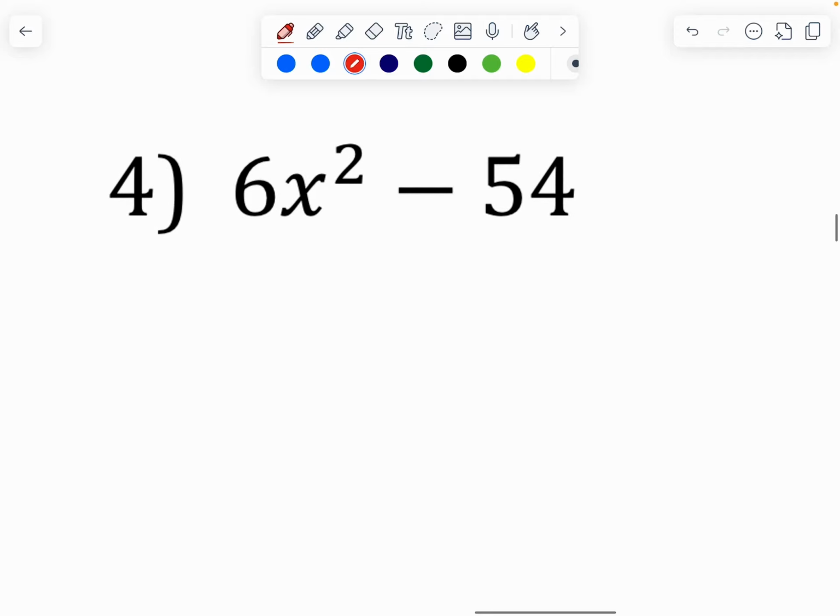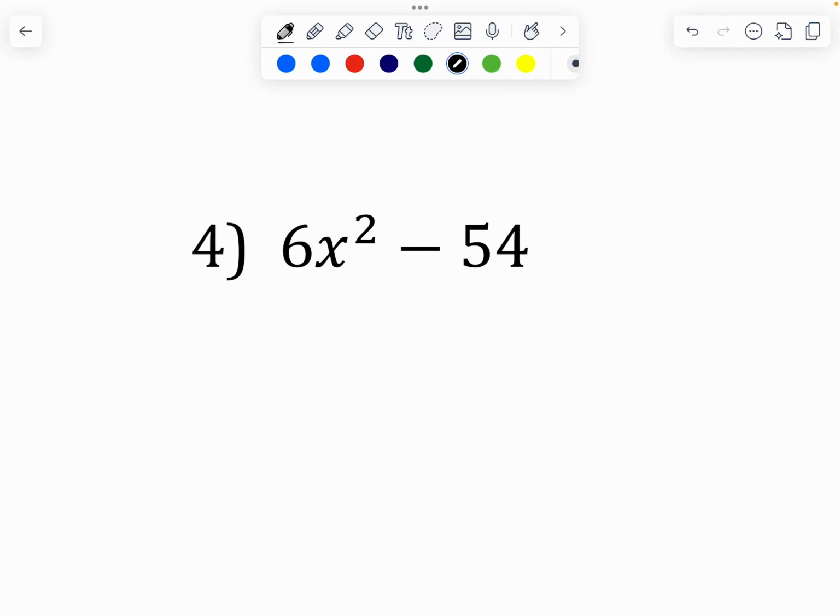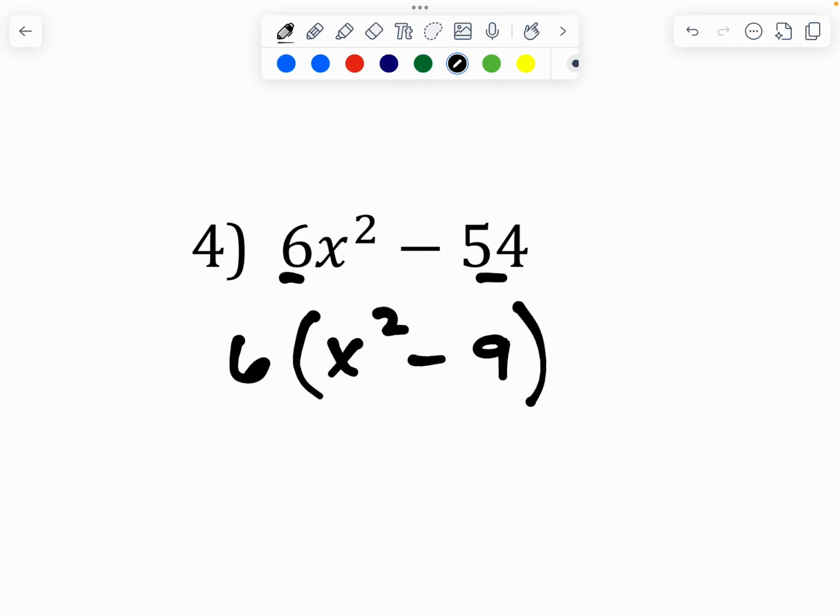And the last one, 6 and 54. Is there a common factor? Yes, I can take a 6 out of both of those. So if I take a 6, I'm left with x squared minus 9. Now I still need to look because this is a minus sign. That means that could be the difference of two squares. So x squared, yeah, x times x, 9, yeah, 3 times 3, so those are both perfect squares.